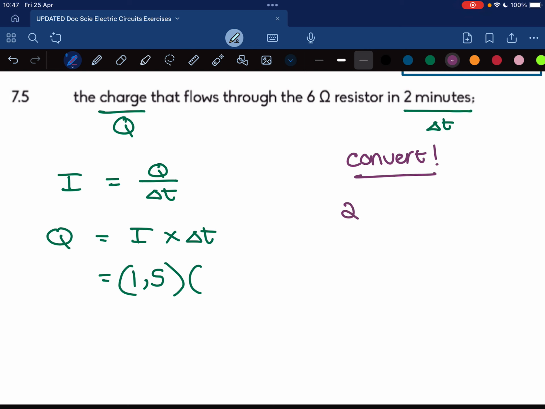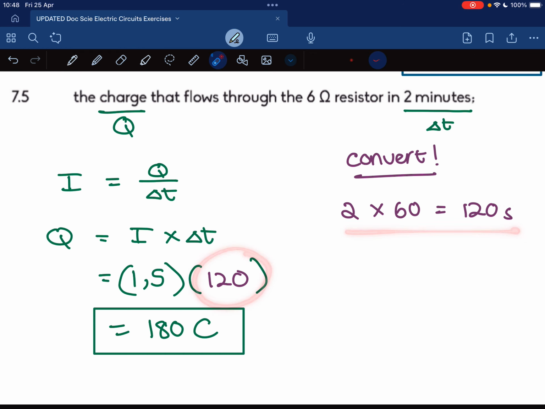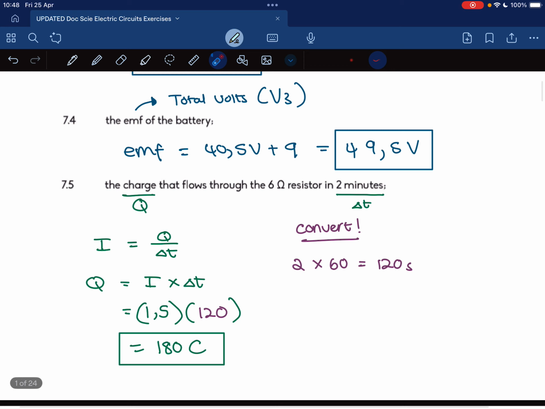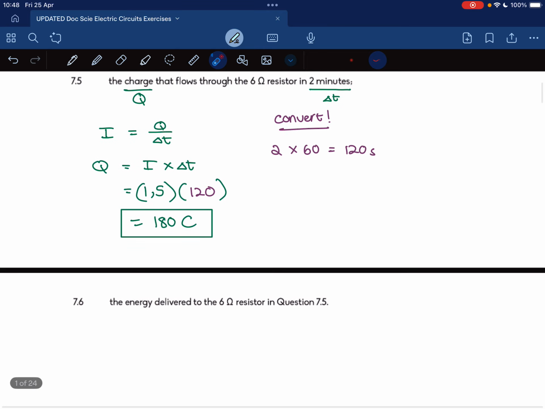So it'll be 2 multiplied by 60, which is 120 seconds. So you put 120, and that's going to give you a total of 180 coulombs. Don't forget the unit. Okay, please be careful of this. Do not make this mistake, because you will lose the marks, and it's a silly mistake. Time is always measured in seconds. Always, in both physics and chemistry.